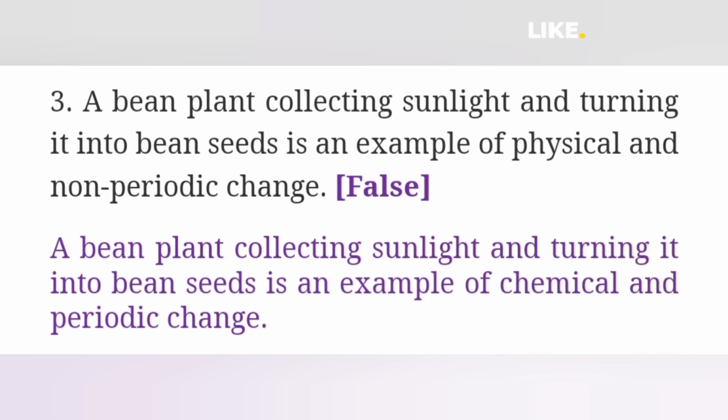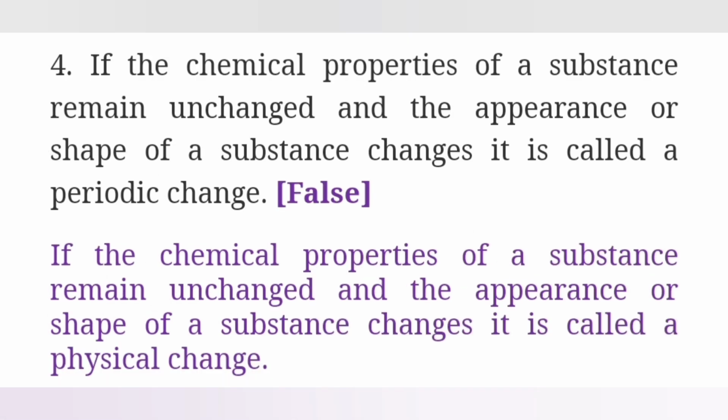The correct statement: a bean plant collecting sunlight and turning it into a bean seed is an example of chemical and periodic change. Fourth one, if the chemical properties of a substance remain unchanged and the appearance or the shape of a substance change, it is called a periodic change. The statement is false. The correct statement: if the chemical properties of a substance remain unchanged and the appearance or shape of a substance changes, it is called a physical change.